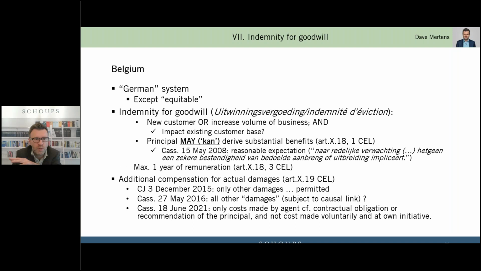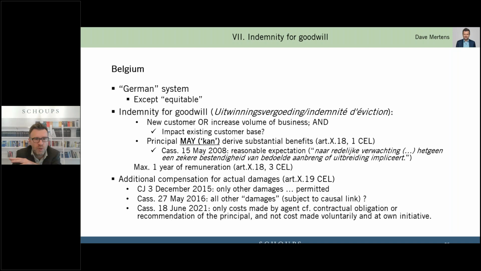There is an indemnity for goodwill, a lot of debate about that, still a lot of litigation about that. And in addition there is the additional compensation for actual damages, which is the second example where the Belgian legislator went wrong, because it's completely unclear what this additional compensation was intended to be. The Court of Justice has ruled, meanwhile, that it's not allowed for a member state to say, okay, it's indemnity for goodwill, but in addition, you can claim whatever damages, loss of commissions. To combine the two, that's not possible.